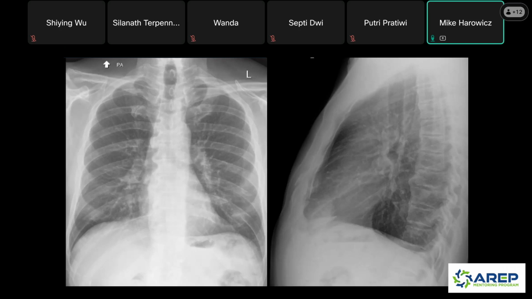And when you take a step back, look at the costophrenic angles, right? This one looks very crisp, but this one doesn't go down. It doesn't do the usual dive. So there's a little effusion here as well. So focal opacity and a small effusion.